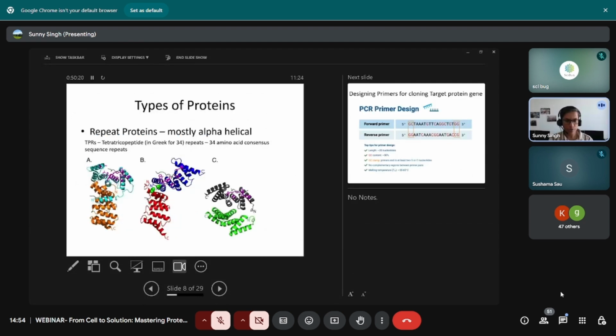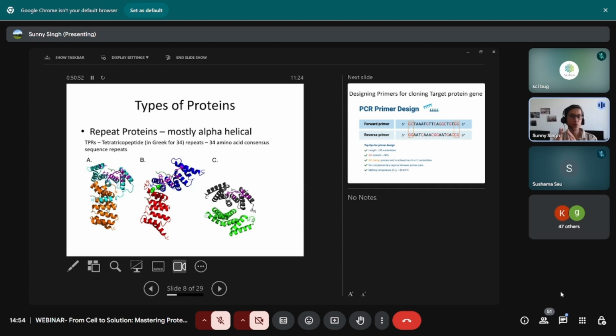You know what a beta sheet rich protein looks like, what beta sheets look like. These are alpha helical, and then there are also beta sheet proteins, and then there are also coiled domains in proteins. These are the different types of architectures of proteins, and there are different protein families where certain proteins have certain types of structures, and that's why they perform certain functions.